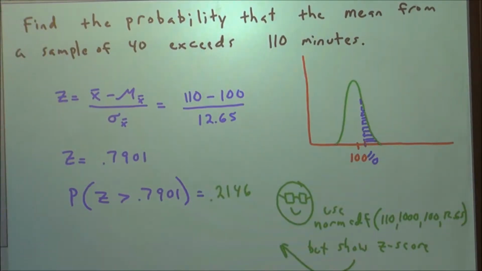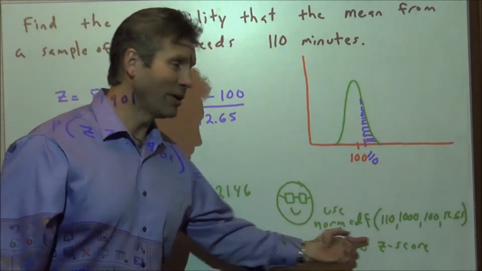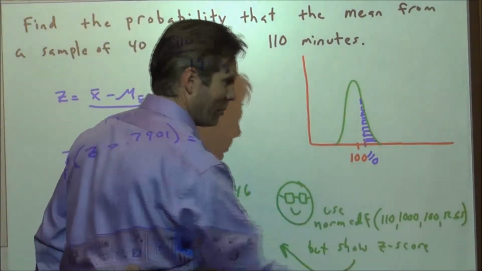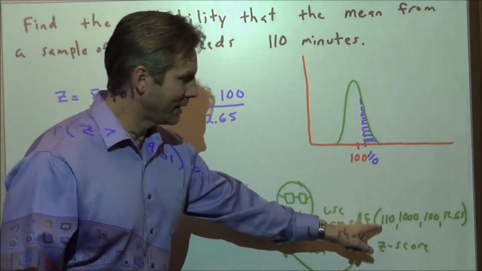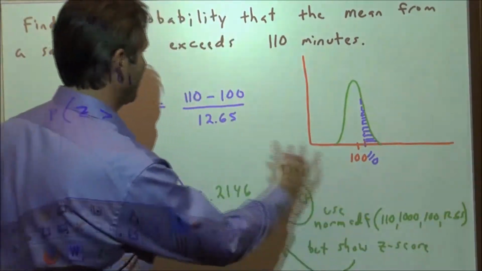But even though we're showing this work, the nerd says go ahead and use the normal CDF and plug in the numbers either with the z-scores or like I did here with the actual mean and standard deviation of the population itself.